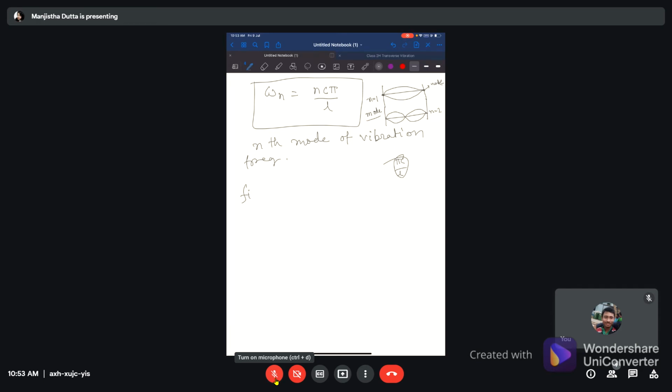So if I take the value of n and put it here, and the value of lambda, the waveform we will get, if we represent it graphically, the way I draw it, it will look like this. I hope you understood.